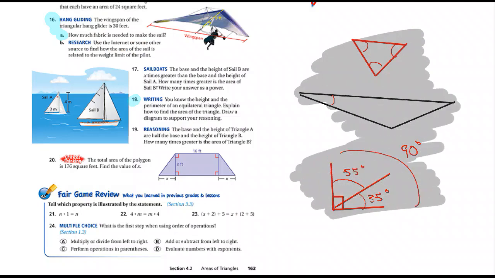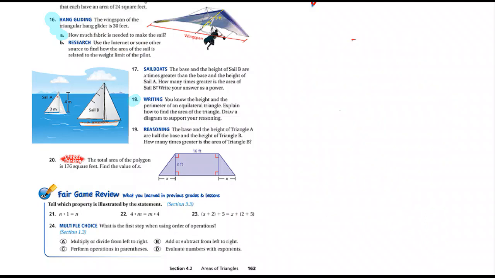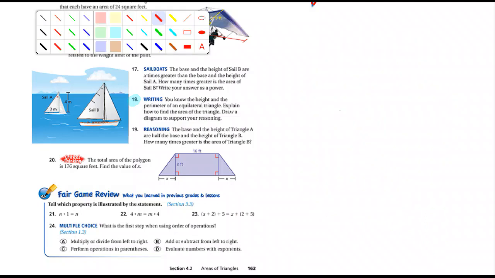Get this erased here. Okay, so try 18. So 20, the total area of the polygon is 176 square feet. Find the value of x. Yeah, give 20 a shot. They give you the area, and they give you, looks like this side right here, and they give you the height, which is kind of nice. See if you can figure that one out. And then we're just about done.